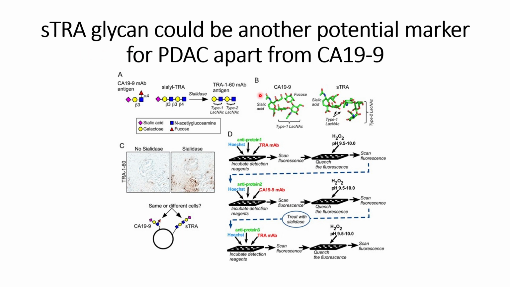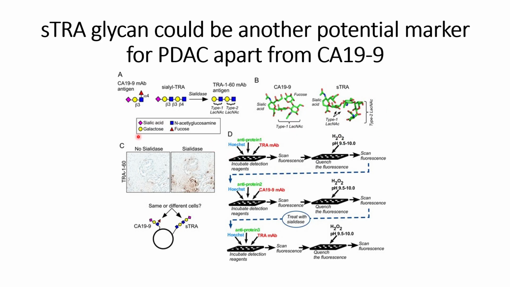And in panel B they show the similarities between CA19-9 and sTRA, where we can see that in the case of CA19-9 they have this type 1 Lewis structure, whereas in the case of sTRA they have both the type 1 and the type 2 Lewis structures.